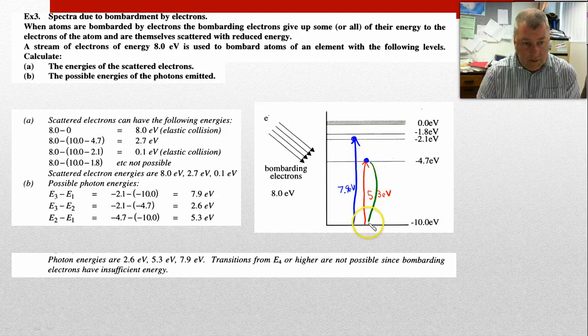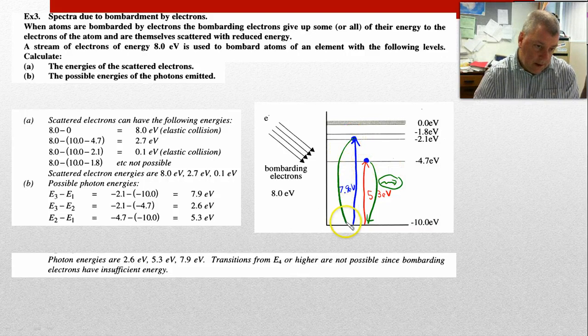So when this jumps back down like that, it will emit a photon, and the photon will be 5.1 eVs. When this one jumps back, you'll get 7.9 eVs, and there is the possible jump.